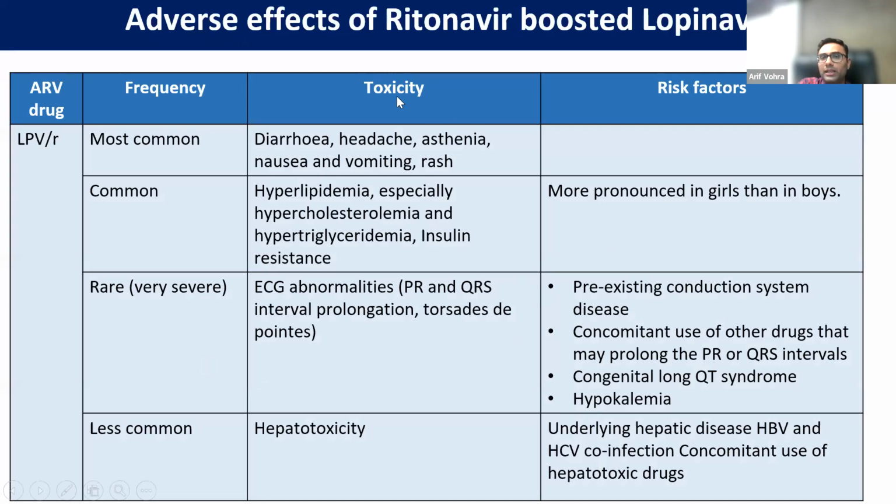Now protease inhibitor, that is ritonavir boosted PI. Lopinavir boosted with ritonavir mainly causes metabolic complications in the form of hyperlipidemia and hypercholesterolemia. It may cause insulin resistance, and this is more pronounced in girls than boys. So ritonavir boosted lopinavir usually causes metabolic derangement. More common but less severe are diarrhea, headache, asthenia, nausea, and vomiting. Asthenia is a feeling of low energy, a feeling of weakness.